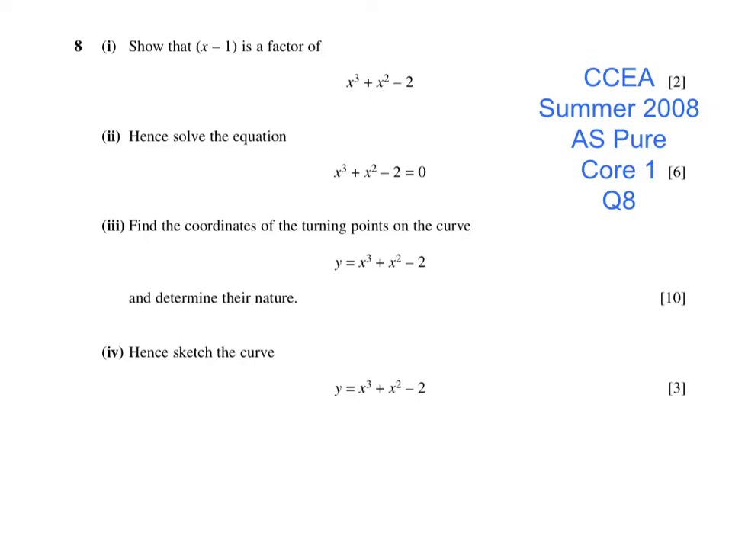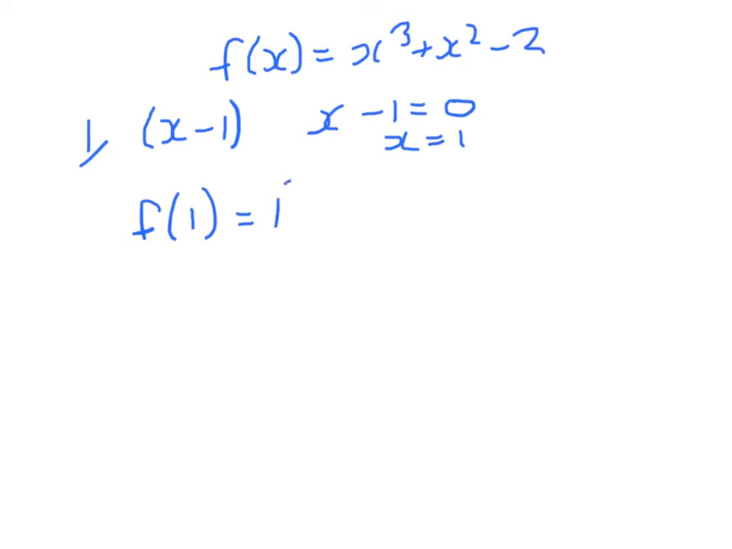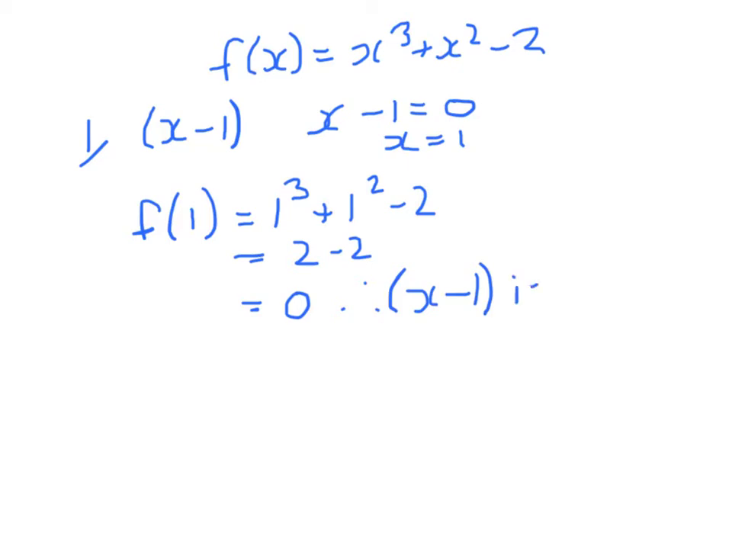Summer 2008, Core 1, Question 8. Part 1, we're asked to show that x minus 1 is a factor. So I'm going to set x minus 1 equal to 0, and that gives me x equal to 1. And then I'm going to substitute 1 into the equation. So 1 cubed plus 1 squared minus 2, so that's 2 take away 2 is 0. Therefore, x minus 1 is a factor by the factor theorem.